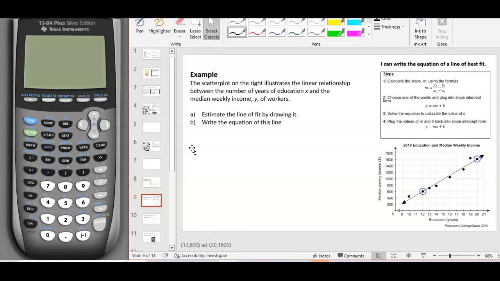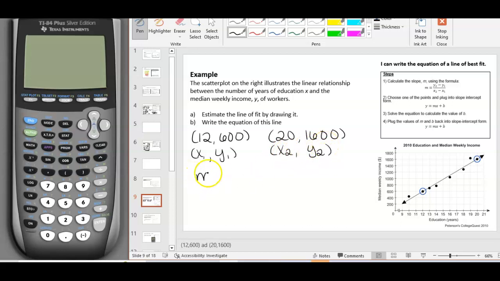So remember, to write the equation of this line, we need to pick 2 points that are on the line. I'm going to pick the 2 points that are circled in blue. Those points have the coordinates (12, 600), that's this first point right here, and the second point has the coordinates (20, 1600). I'm going to need to start off with the slope formula. So I'm going to label this x1, y1 and this x2, y2.